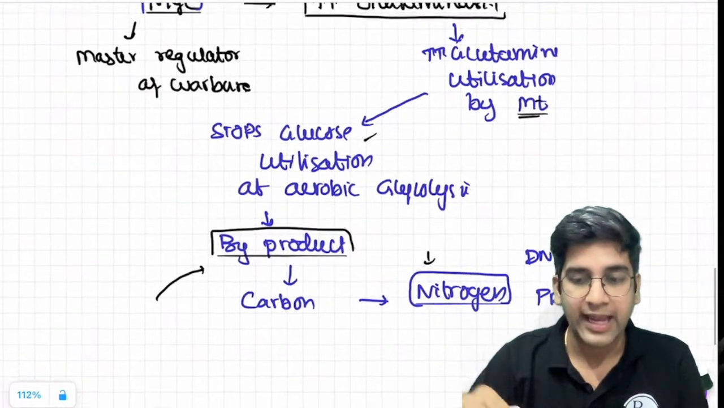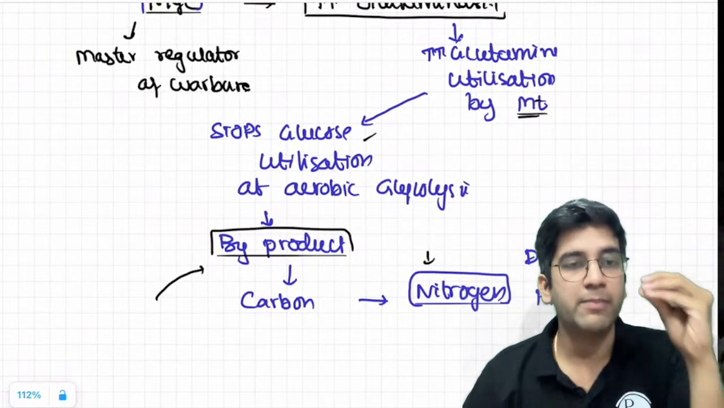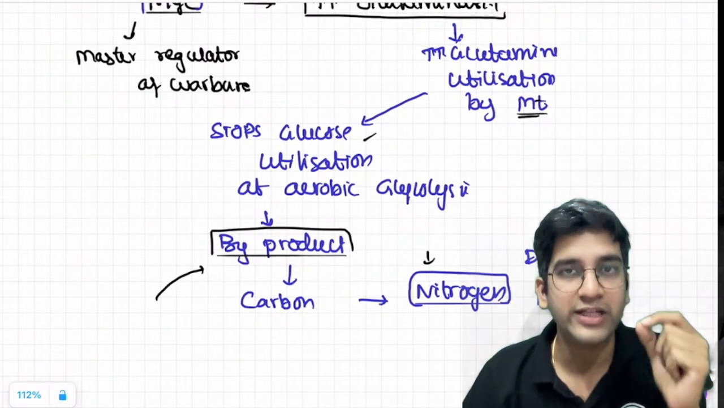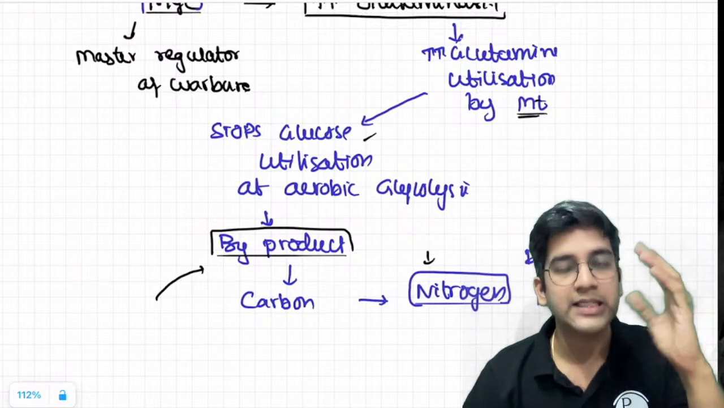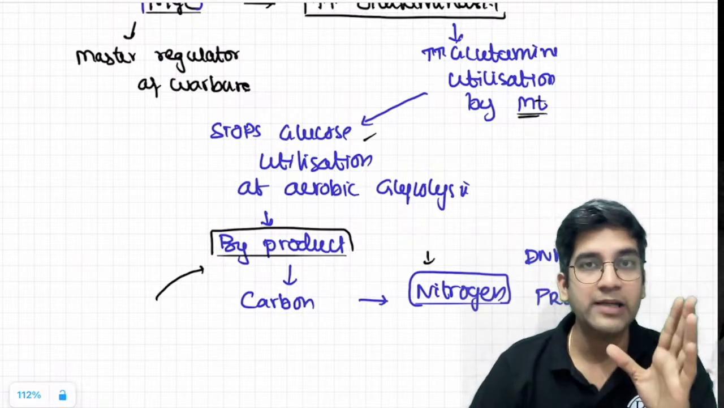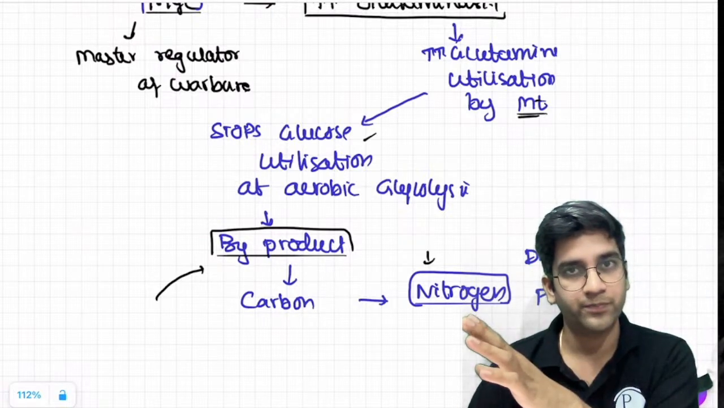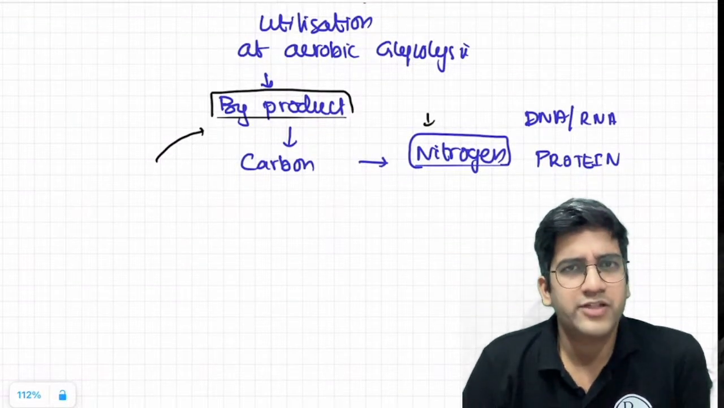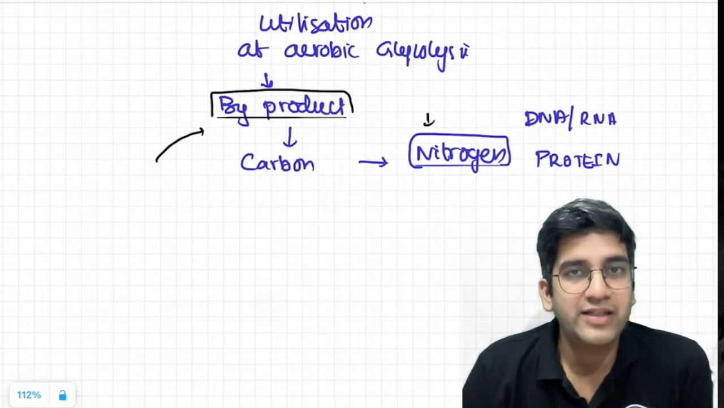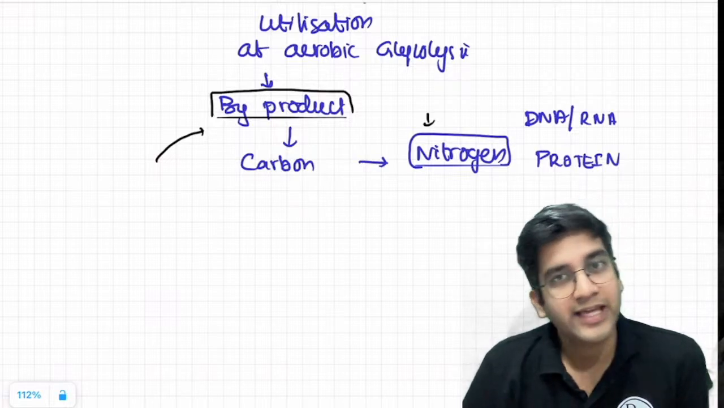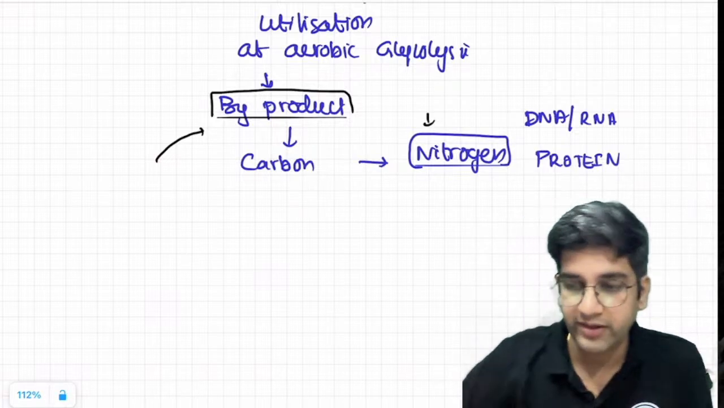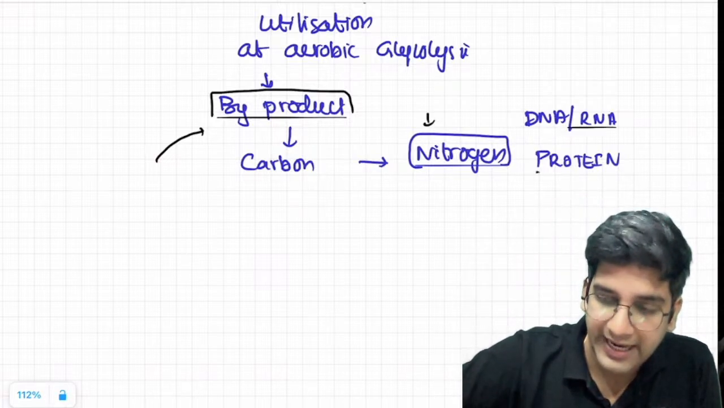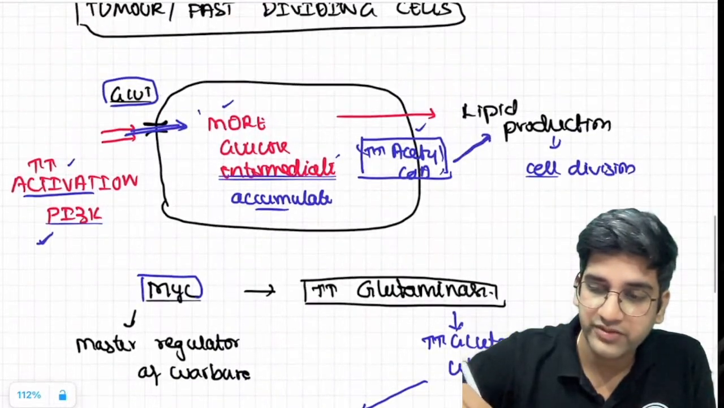We need not know what exact chemical product happens. It's a simple thing. MYC increases glutaminase. Because of that, glutamine utilization by the mitochondria increases. That converts the end products of glycolysis into nitrogen. So once I have nitrogen, can I produce protein? Obviously, right. One of the important things for protein is nitrogen. Can I produce DNA, RNA? I can, right? So I have DNA, RNA, I have protein, and with the help of PI3K, I have lipid.